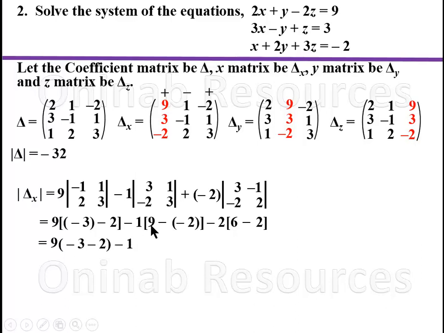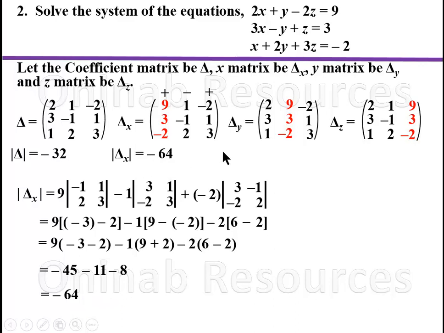This is minus 1. 9, negative gives positive 2. This is negative 2, 6 minus 2. We simplify. Negative 2 minus 2 gives negative 5 times 9 gives negative 45. 2 plus 9 gives 11 times negative 1, negative 11. 6 minus 2 gives 4 times negative 2 gives negative 8. Simplifying this, this is negative 64. The delta X matrix is equal to negative 64.